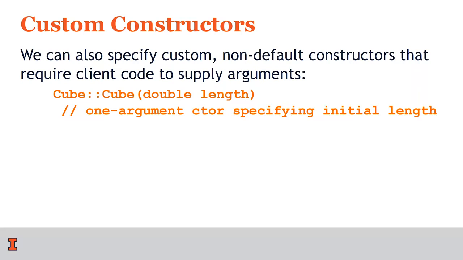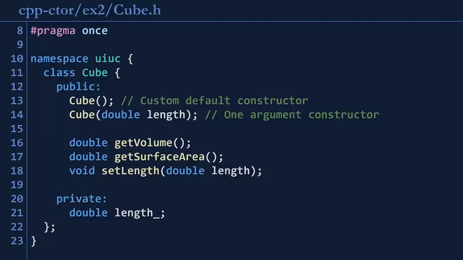Here we have double length being passed in as an argument. Constructors are not unique. Here in this code example, we see that we have a custom default constructor as well as a 1-argument constructor. So a user using our cube class is able to create a cube that has a default value and is also able to create a cube that has a specific length.